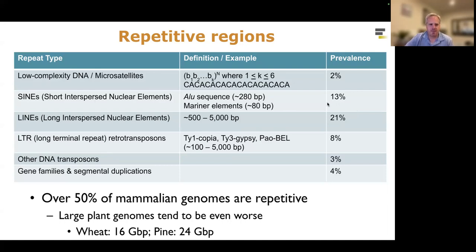As we move beyond mammalian genomes into some of the larger plant genomes, it's going to be even worse. The wheat genome, 16 gigabases, filled with repetitive elements. The pine genome, 24 gigabases, just filled with transposable elements and other repetitive elements that are very, very difficult to assemble.